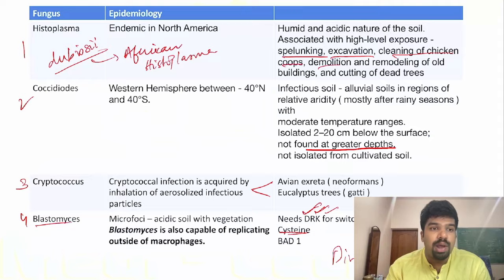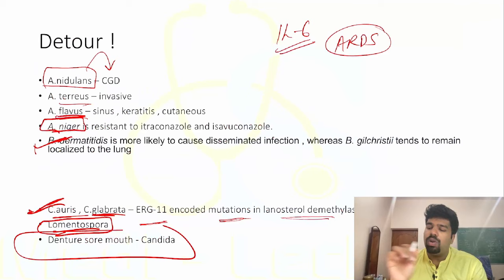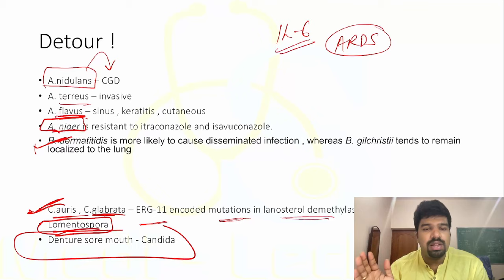Another small trivia about Candida: what causes denture sore mouth? Denture sore mouth is caused by Candida. Don't put any other virus, herpes, nothing. It's Candida. Denture sore mouth is caused by Candida.